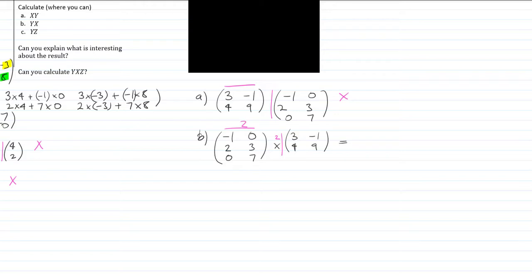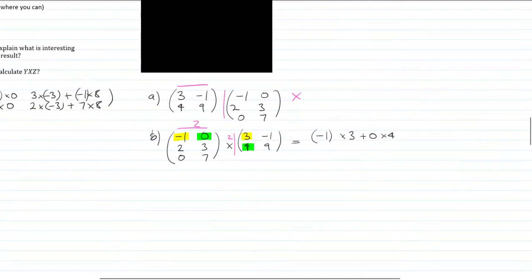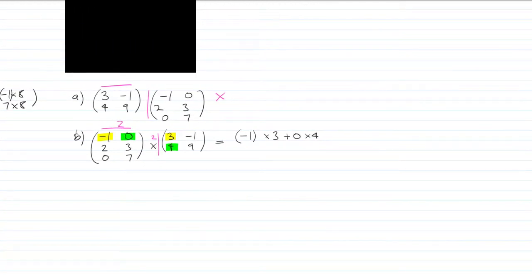And I'll highlight things again. We've got yellow multiplying by yellow and green multiplying by green. So there's our first one, which is -1 times 3 plus 0 times 4. When you're doing this process, any zeros that pop up in your matrices, they're just like gold. And then we have -1 times -1 plus 0 times 9. So this is our yellow and this is our green here. And we're going to get the same thing going on here. So I'll highlight these and now let's work down.